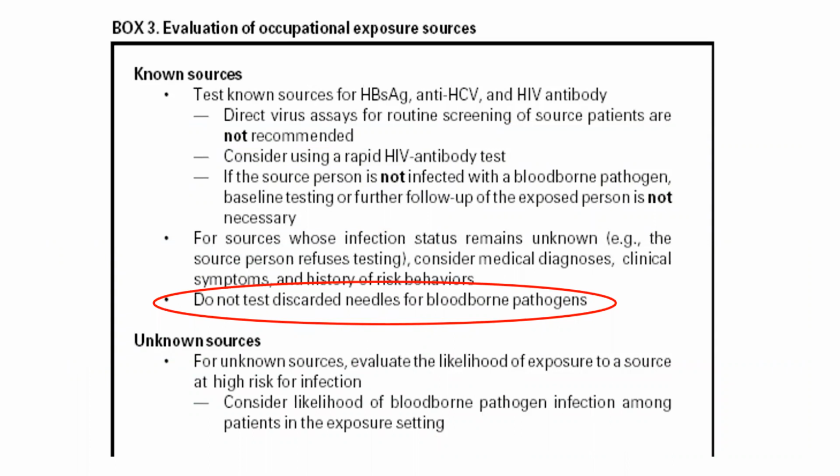If the source is a known patient, do consider him for a rapid antibody test. Don't go for a direct virus assay; we routinely don't do that, we usually do a rapid antibody test. If the source is not known, don't test the discarded needles or other bloodborne pathogens. Depending on the prevalence in that particular area, and depending on his high risk behavior or his symptoms, we can decide whether or not to give PEP. This is when the source status is not known.